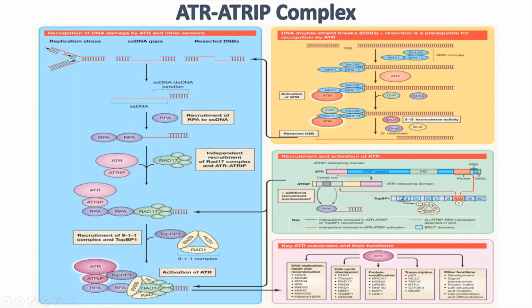Coming to the ATR-ATRIP complex, first let us see how the damage is sensed. That is done by sensing the presence of single-strand DNA gaps, unlike ATM, which requires the presence of double-strand breaks. So ATR can sense a wide range of damage.